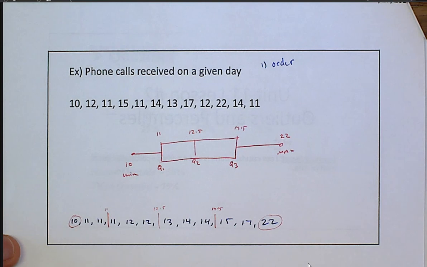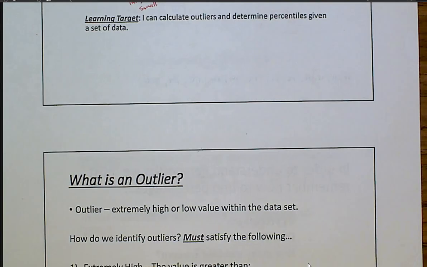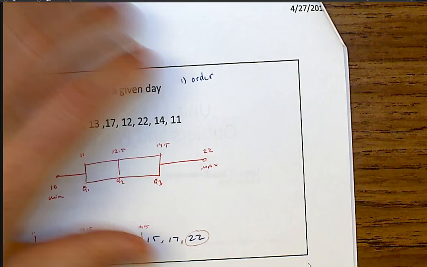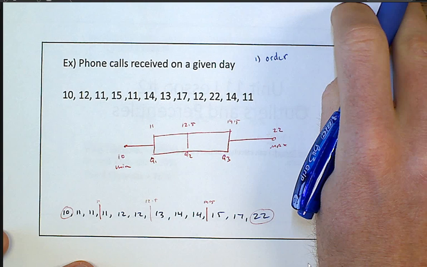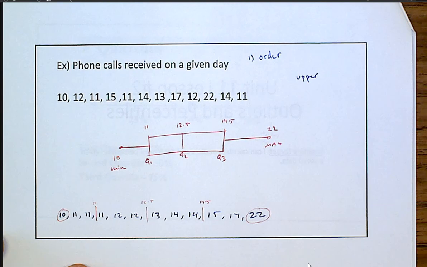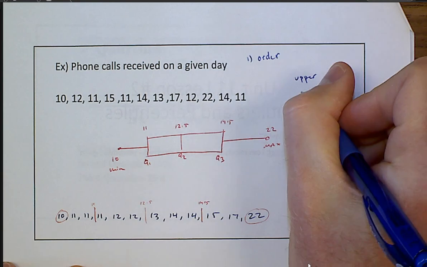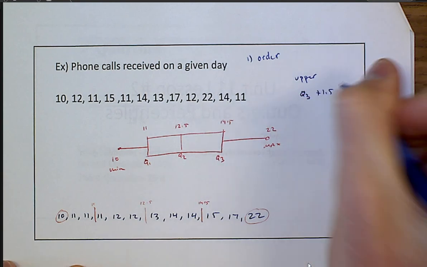So calculating this now, if you go back to the first page, what do we have to do, right? We have to take Q3, plus 1.5 times the IQR. All right, so let's do that back over here. I'll switch back to my blue pen. So the upper quartile, or the upper max or outlier that we're looking for would be Q3 plus 1.5, and then the IQR.